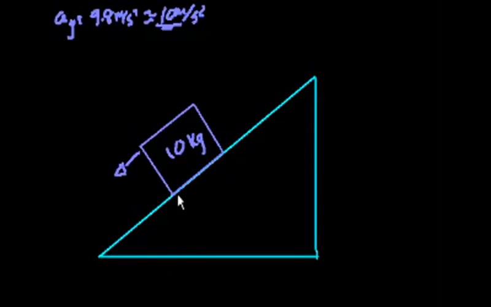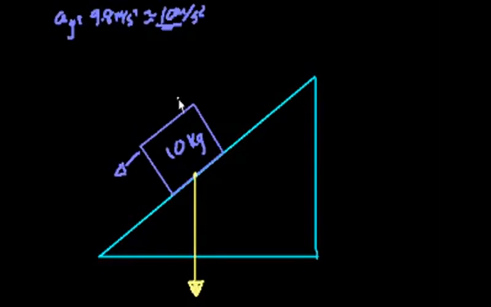And so I will draw that. So the force of gravity is pulling in what direction? Right, straight down. So let's say the force of gravity is that. That's the force of gravity. It's pulling straight down on that block.